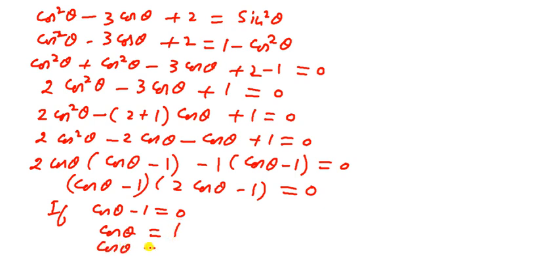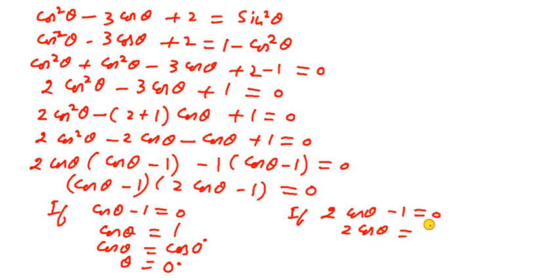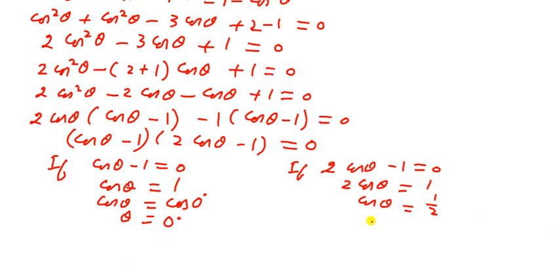So taking one by one, cos theta minus 1 equal to 0. So cos theta is equal to 1. The value of cos theta 1 is cos 0 degrees. So you can say theta is equal to 0 degrees. Now for the second part, if 2 cos theta minus 1 equal to 0, so 2 cos theta is equal to 1, cos theta is equal to 1 by 2.